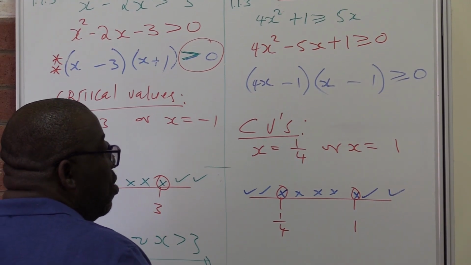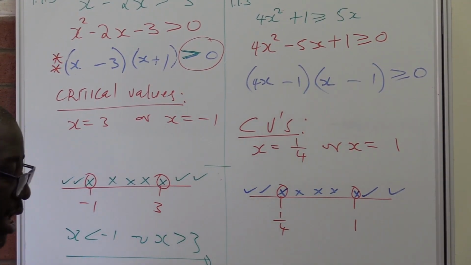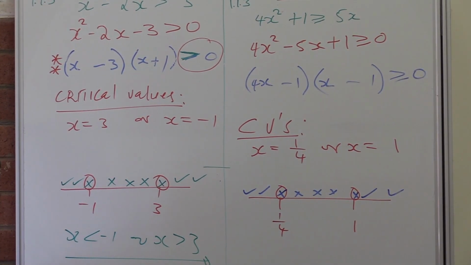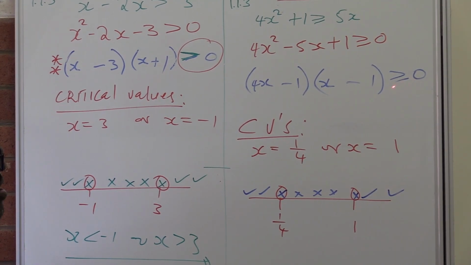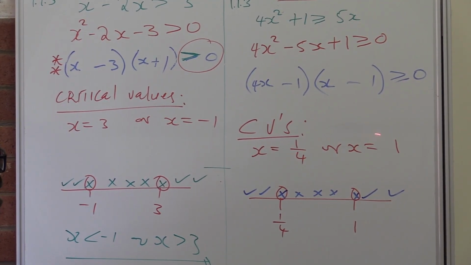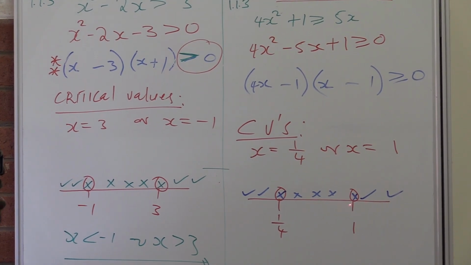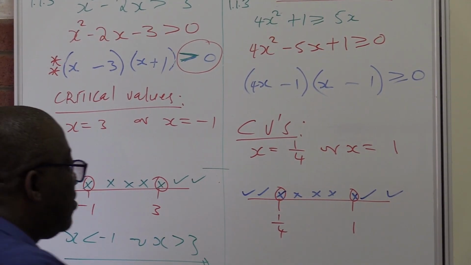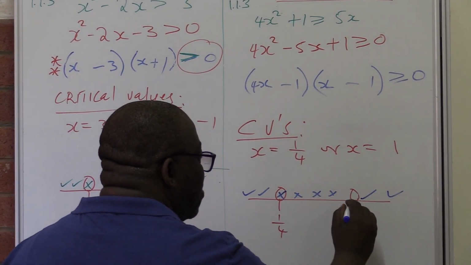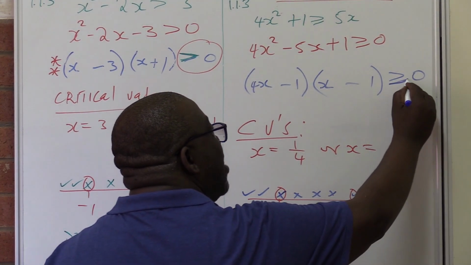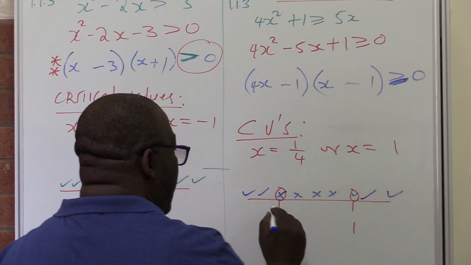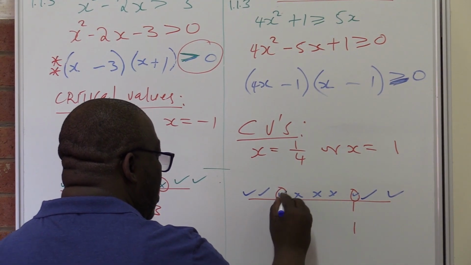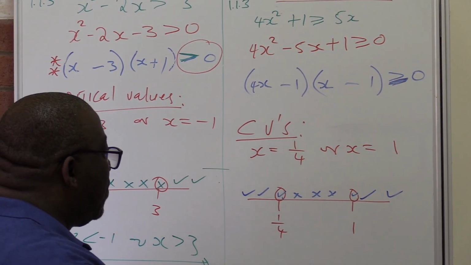Therefore, wait. Let's look at it again. I think we made a mistake there. There is equal sign. It means the critical values are part of the solution, and yet I said there they are not. So this is not correct. This is part of the solution because of the equal sign there. This is part of the solution. Now let's write our solutions.